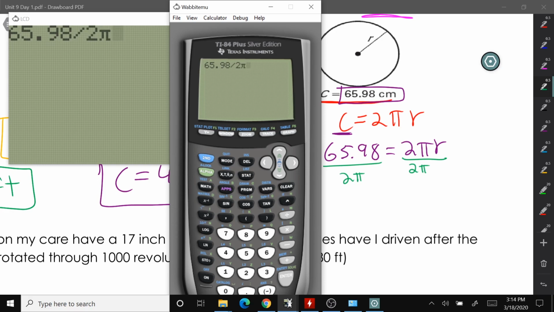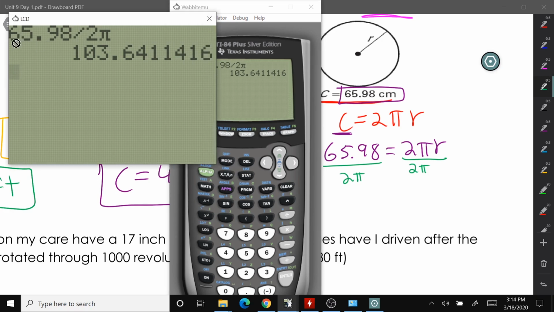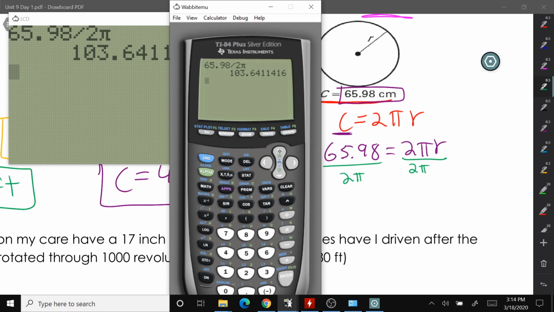So pi is the second button and the exponent key. And you get 103.64. Now that should trigger your mind to say, wait, something's wrong. How can the radius be bigger than the circumference? That makes no sense. What you're telling the calculator to do is take 65.98, divide that by 2, and then multiply that answer by pi. That's not what you want. You want to divide by 2 times pi. So put that part in parentheses, and there we get our radius of 10.5.